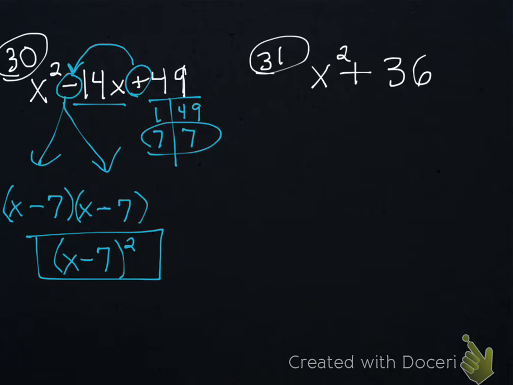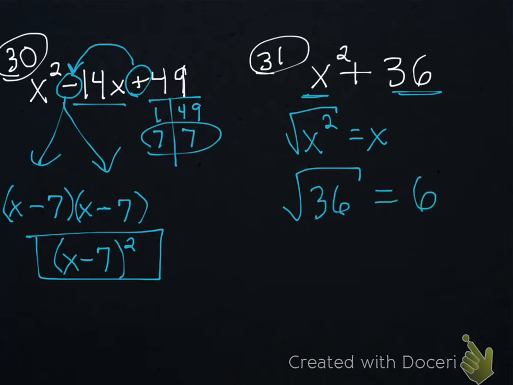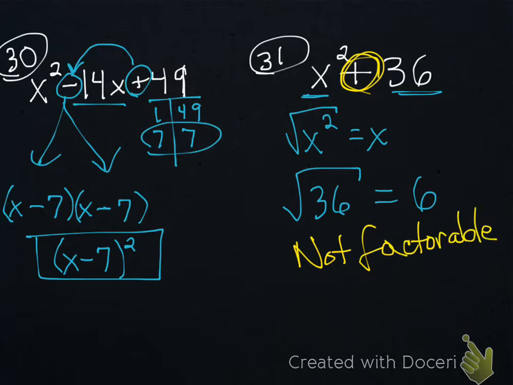Number 31. I see I've got perfect squares. The square root of x squared equals x. The square root of 36 equals 6. There's only one small problem. The sign in the middle is a plus. This means it's not a difference of two squares, but the sum, and this is not possible. So number 31 is not factorable. There is no solution. We would have to use a quadratic formula to solve it.